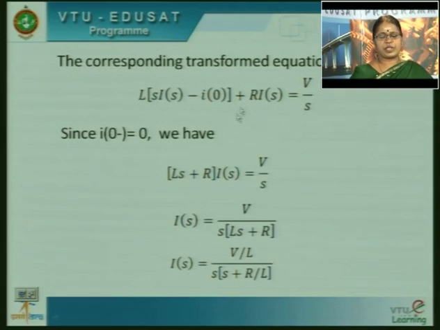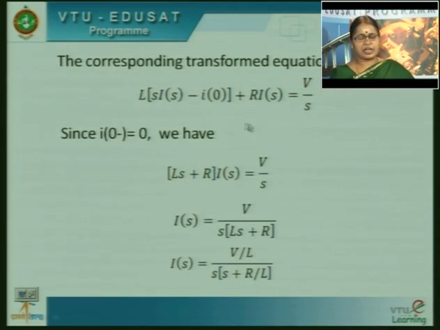Since I of s is common in both these terms, I can rewrite this equation as Ls plus R, the whole thing, into I of s is equal to V by s. So, what is I of s? I of s is equal to V divided by s into Ls plus R.